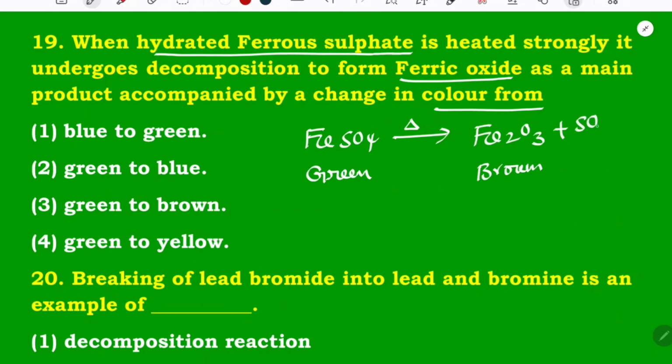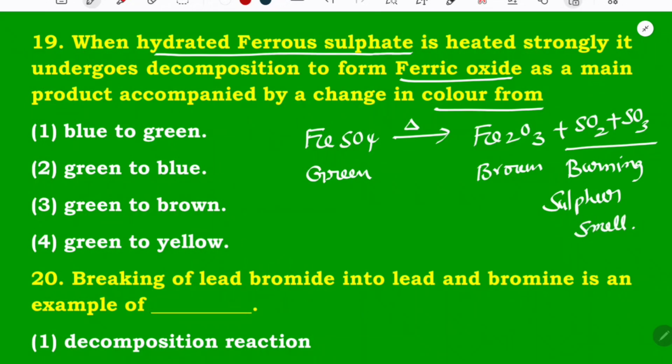And sulfur dioxide and sulfur trioxide. These two oxides have which smell? Burning sulfur smell. We can get burning sulfur smell. Okay. So here, ferrous sulfate is converting to ferric oxide. Ferrous sulfate color is green, ferric oxide color is brown. So our correct answer is green to brown change.